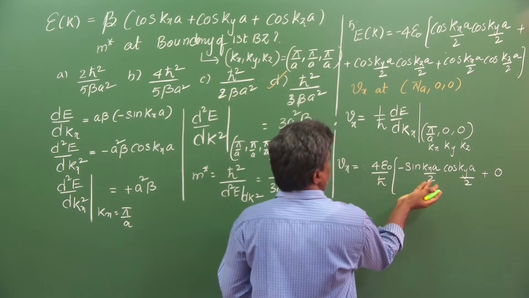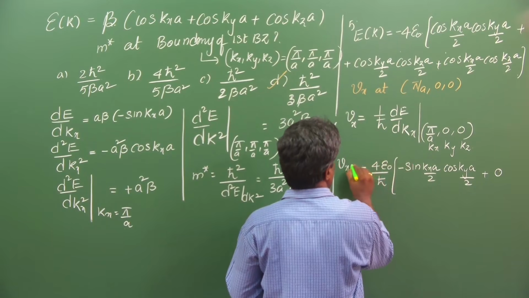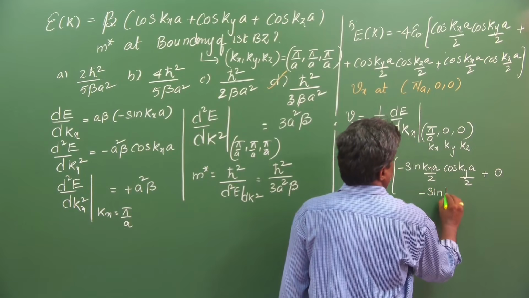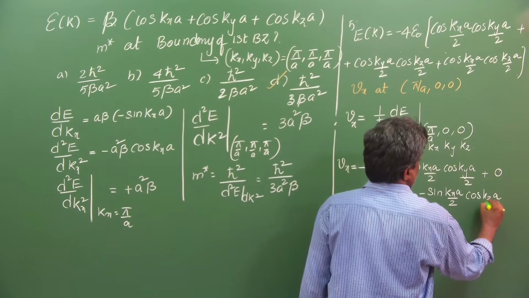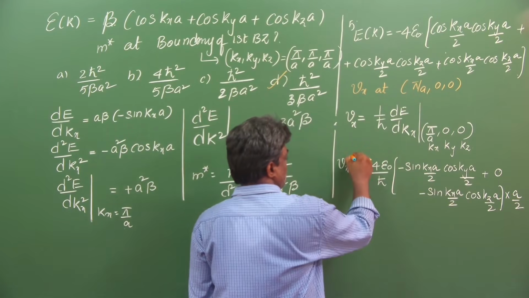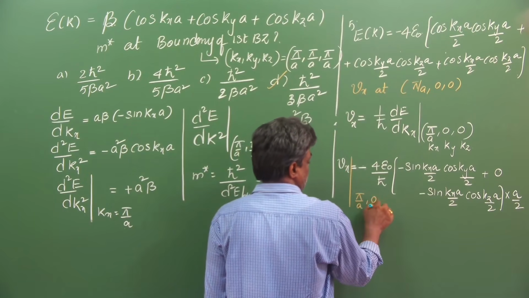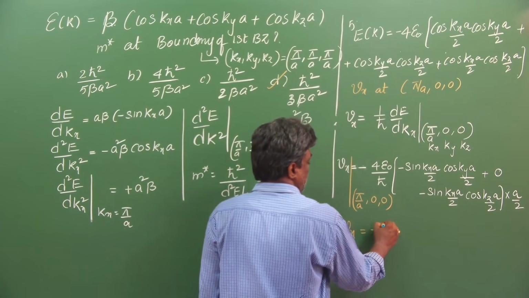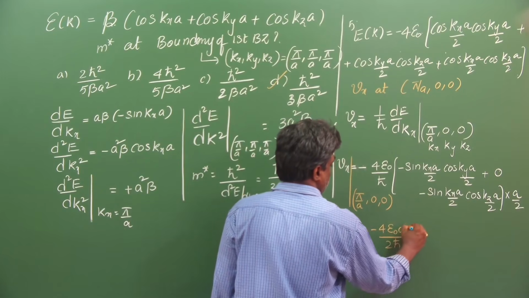Everywhere you are getting a by 2 out, I think. Am I right? Yeah, that we will write outside. And the third term again minus sin kx a by 2 cos kz as it is, don't copy, into a by 2. Now I request you substitute the point pi by a for kx, 0 for ky, 0 for kz, minus 4 epsilon naught a by 2 h cross.